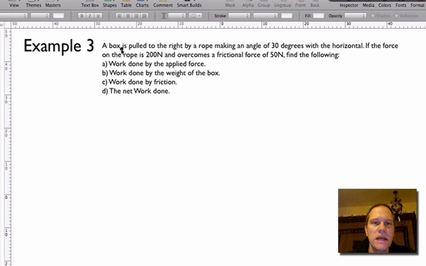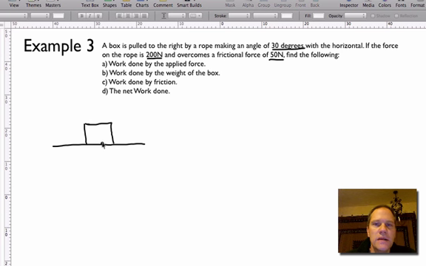So we have a box pulled by a rope to the right, making an angle of 30 degrees with the horizontal. If the force on the rope is 200 newtons and overcomes a frictional force of 50 newtons, we want to find each of the following. So here, I'm going to do a picture before I do the givens, just to make sure I have my idea what's going on.